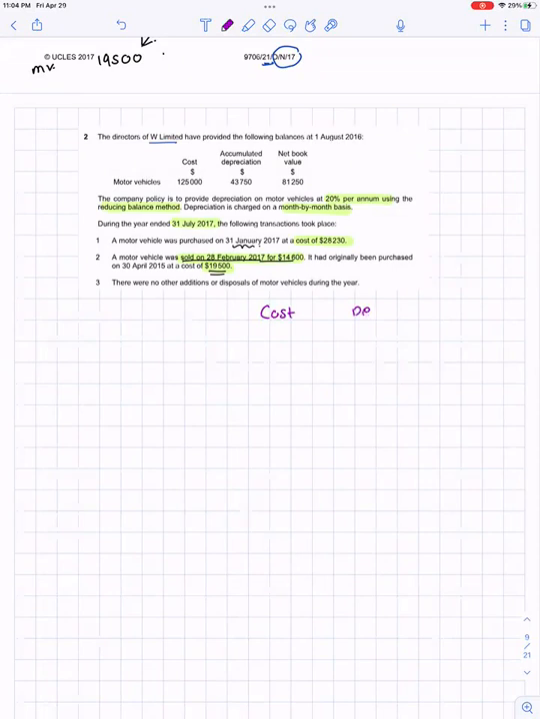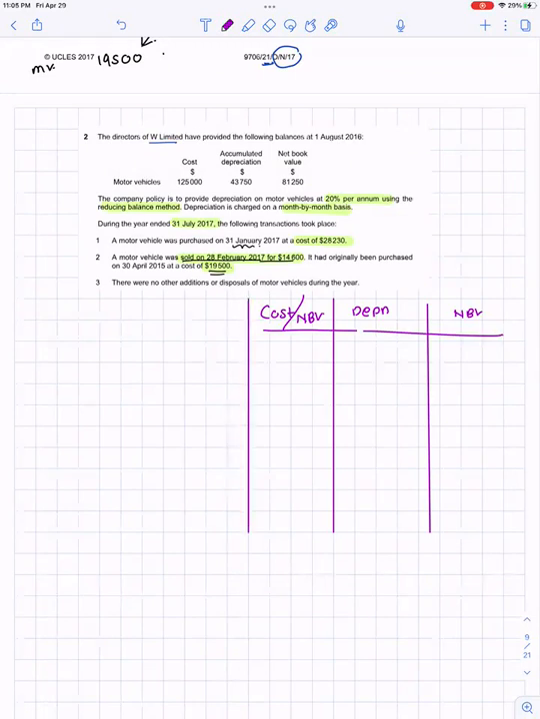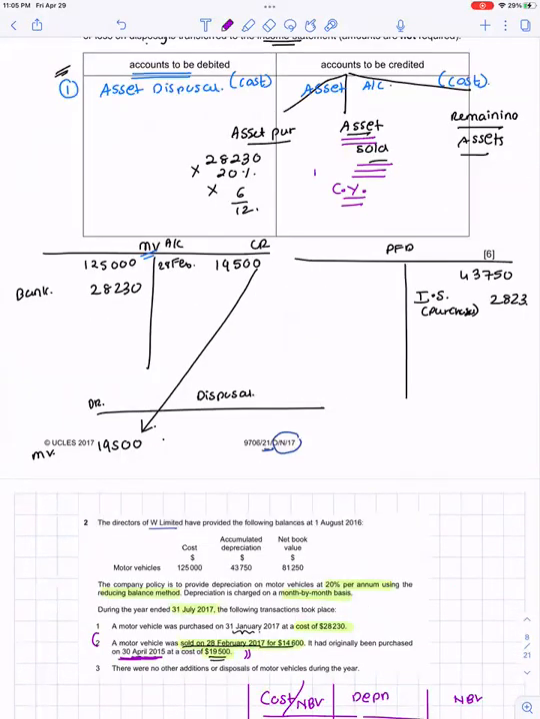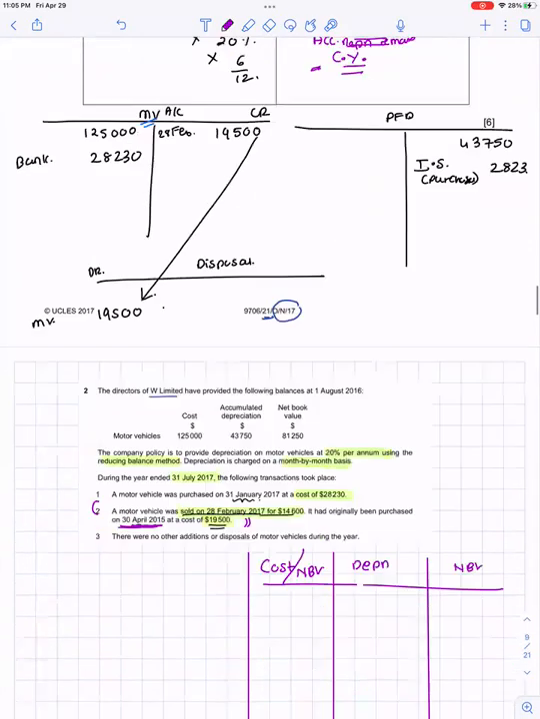2017 Jan 30. So this is the working note that we normally prepare. Cost, depreciation, net book value. When was the asset purchased? 30th April 2015. Which one? This asset that you sold. We are calculating the depreciation of the asset sold. The accumulated depreciation that we have to remove, and the depreciation of the current year.